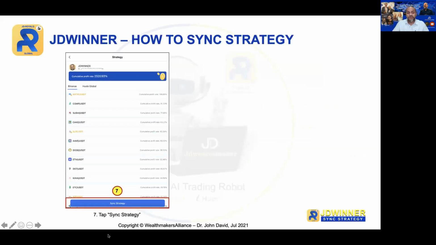So in the next page, you can see over here, we have Binance and Huobi. Can you see that? So you can actually Sin Strategy both of these exchanges at the same time. So just make sure you are careful which one you are using. If you are using Binance, make sure you select Binance. Then at the bottom, you will see a blue button there, Sin Strategy. Tap on the Sin Strategy.